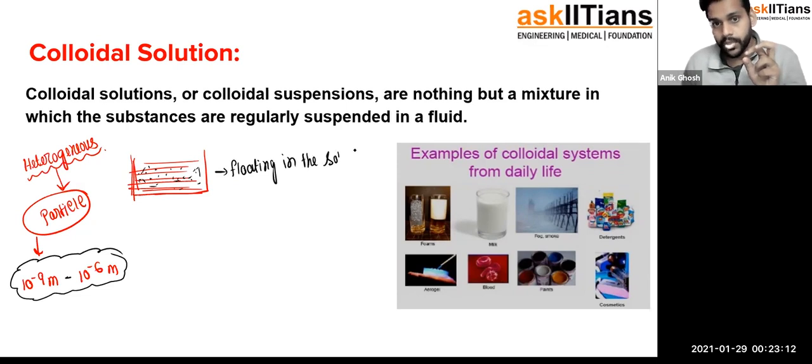They would be floating in the solvent throughout. They are not big enough. They don't have enough mass to settle down like in a suspension. So they would be floating. The particles would be floating in the solution.